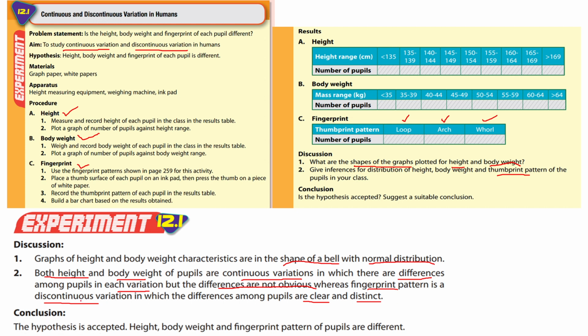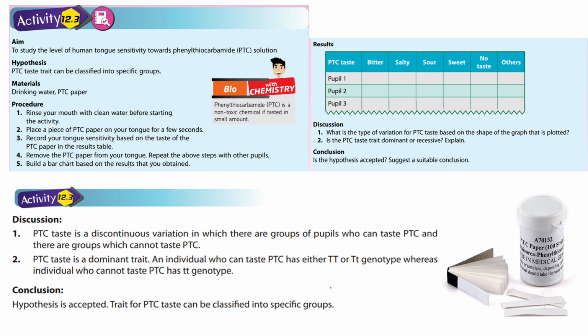So the conclusion is that the hypothesis is accepted. Okay, the hypothesis stating that the height, the body weight, and also the fingerprint pattern of pupils are different. Okay, next, activity 12.3 is to study the level of human tongue sensitivity towards PTC solution.